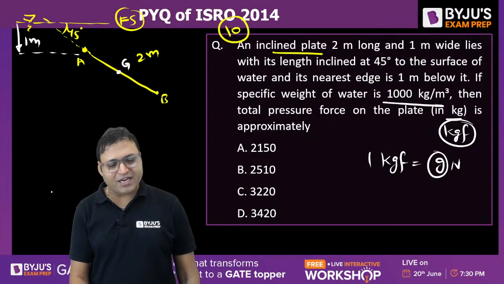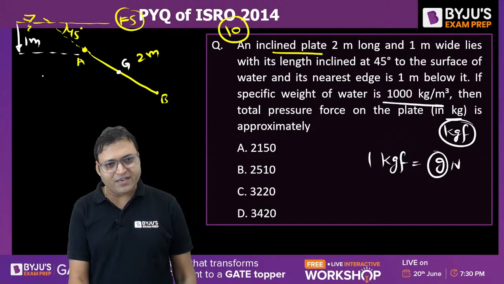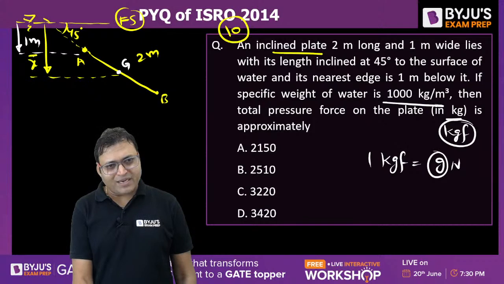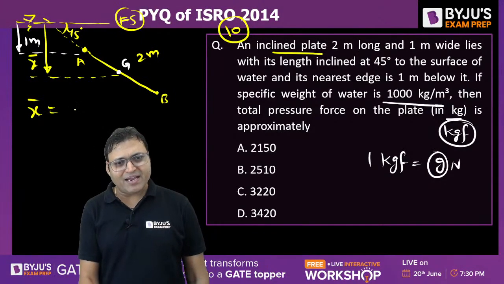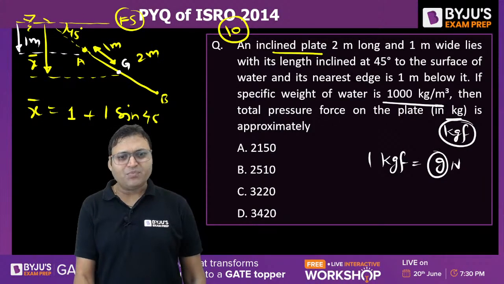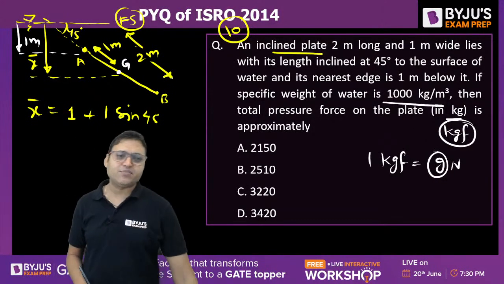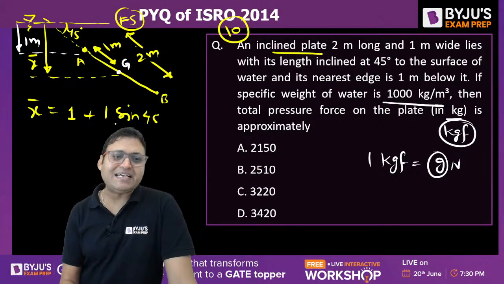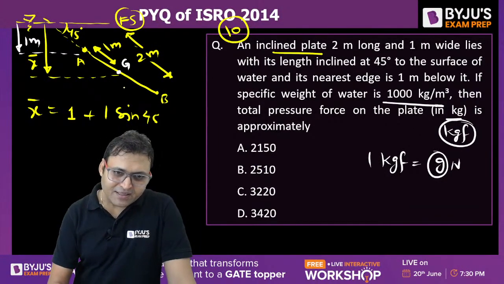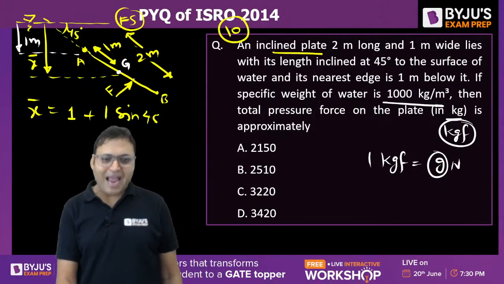So this is the center of gravity of the surface. What is the distance of the center of gravity? We call it x bar from the free surface. What is the value of x bar? Do you agree x bar is equal to 1 plus 1 sine 45? The distance between A and G is 1 meter because 2 meter is the total distance. We need to find out the depth of centroid from the free surface. This is how the hydrostatic force will be acting. It will be acting at CP.